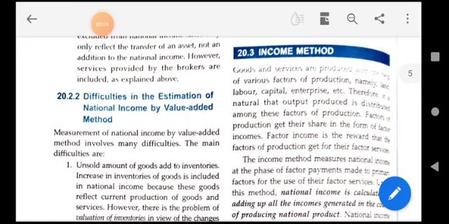In this video, we will talk about measures of national income by the income method. In the last video, I discussed national income, measures of national income by the net product method. Okay. Now, in this video, we will talk about the income method in detail.